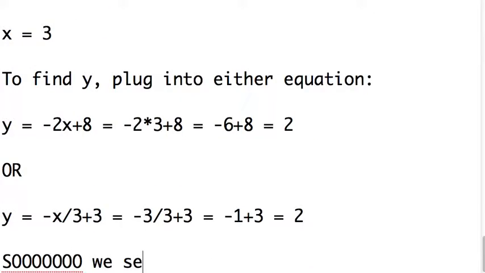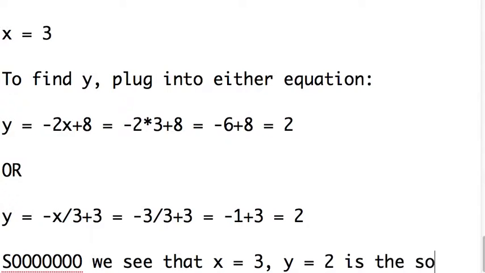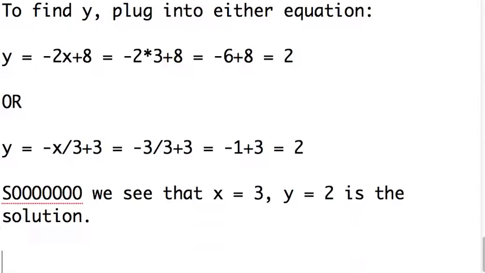So we see that x equal to 3, y equal to 2 is the solution. Both of these are fine ways of trying to figure out what the solution to this system of equations is, but it's not necessarily the best way, and we're going to see some other ways of doing this. So this is the last time we're going to do this.